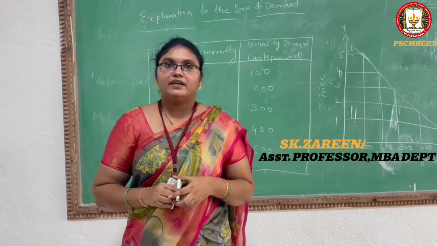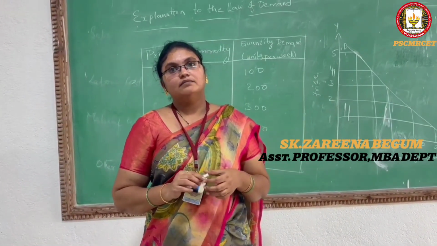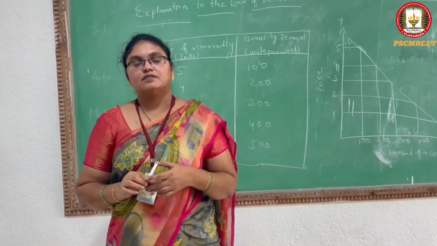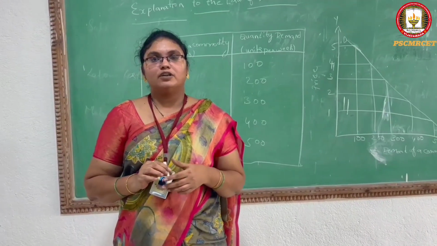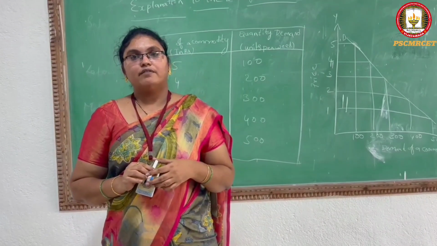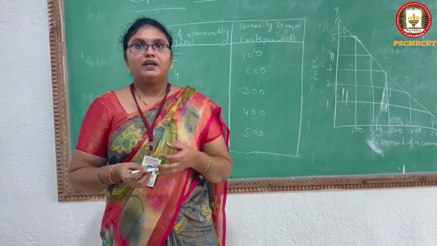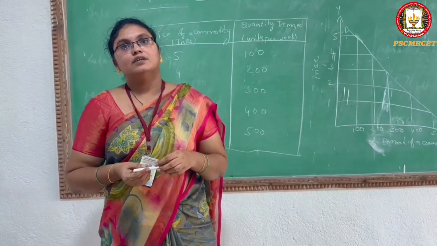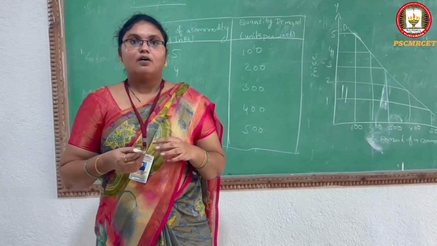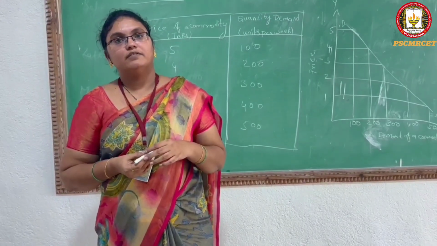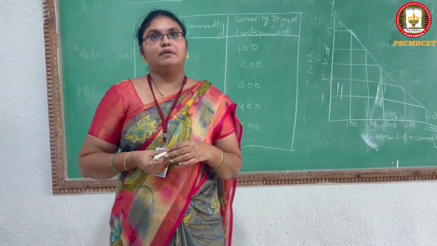Now I would like to explain about demand, the law of demand and its exceptions. Demand. First, we have to know what is demand. A product is said to have demand when three conditions are satisfied: desire, ability to pay, and willingness to pay the price of the product. If all these conditions are satisfied, then only we can say the product is having demand in the market.